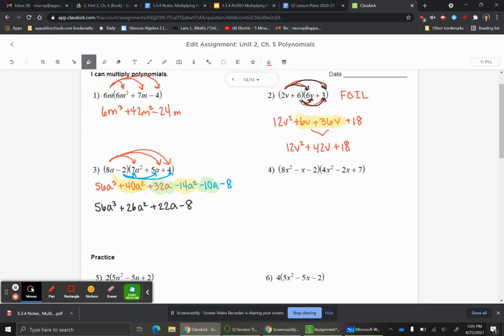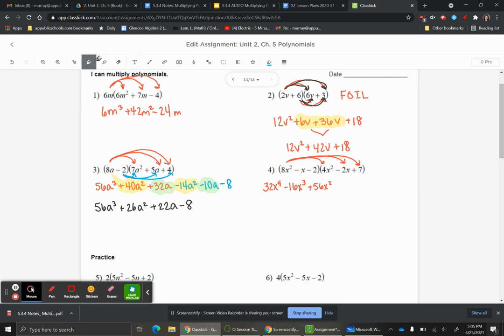Sticking with our same pattern, we're going to start by multiplying that 8x squared by each one of these terms in the second trinomial, or the second set of parentheses. So 8x squared times 4x squared, oh my goodness, gives us 32x to the fourth. Then 8x squared times negative 2x gives us a negative 16x to the third. 8x squared times 7 gives us a positive 56x squared. Okay, so now we're done with that 8x squared.